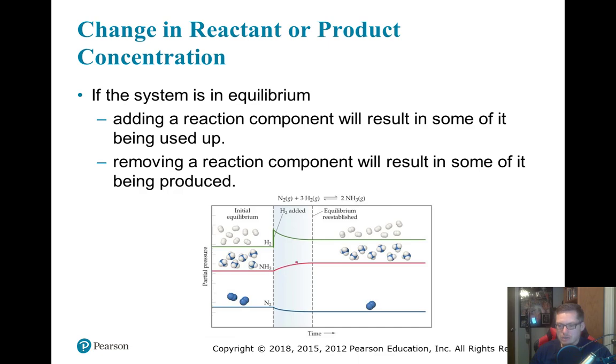Notice that the NH3 increased, and then the N2 had to actually go down, because we know that N2 and H2 had to react together. If we only added H2, that means the N2 had to have been lower than what it started with. Okay, so that one's pretty easy to understand. If we added H2, the forward reaction would speed up, and so we'd shift to the right.